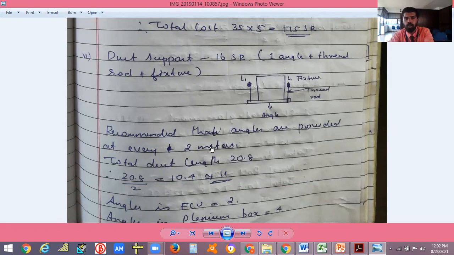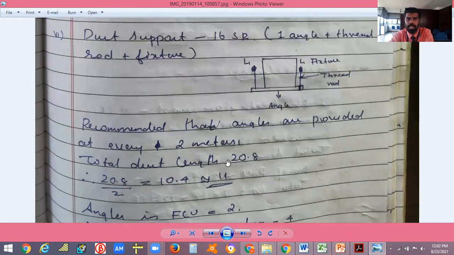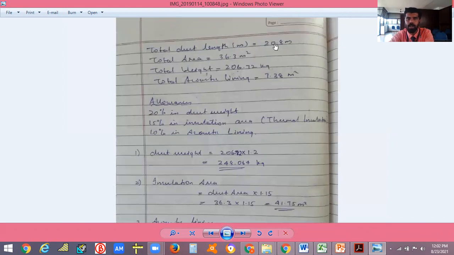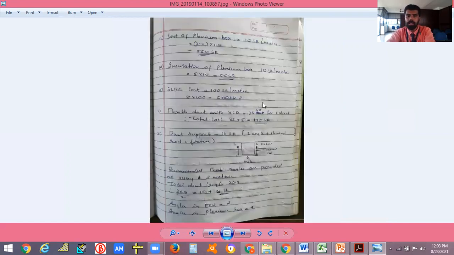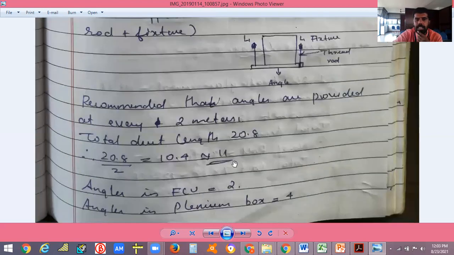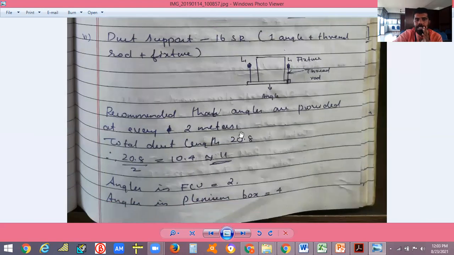So total duct length is how much? 20.8. So we are going to find how much is the duct support. In order to find the duct support, we have to know the duct length. You know that the total duct length is 20.8 meters. We have already found out. So we know that for every 2 meters, we have to give a support. How many supports will be there? 20.8 divided by 2, correct? We'll be getting almost 10.4, which means 11 duct supports are there.